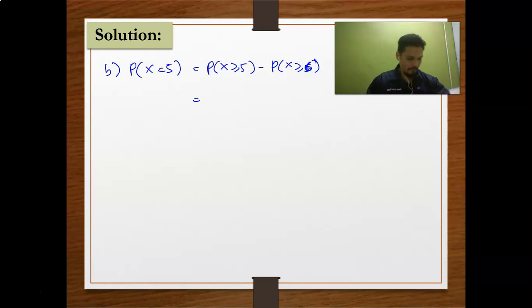So if x equals 5, it's not page 12 anymore, it's page 13, with lambda equal to 5 here. We refer to the values of r, which are 5 and 6. So for 5, it is 0.5595.